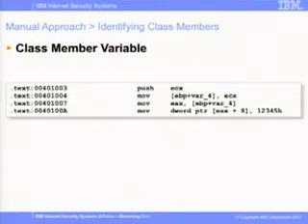Now, identifying class member variables. This one is actually easy. We can see here that this pointer ECX is copied to EAX, and a value is being written to it. So you can see that there's an access into the particular offset in the class instance layout. So that would give us a clue that offset 8 of that class instance layout is a member variable.